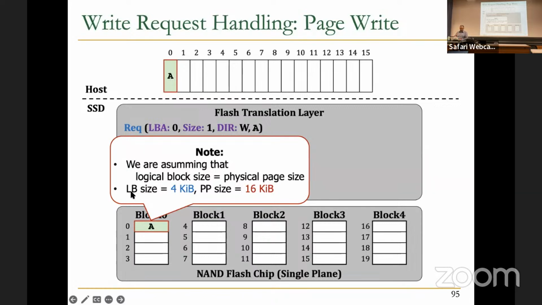Usually logical block size here is 4 kilobytes, but physical page size is 16 kilobytes. We're also going to see fine-grained mapping later. But here for simplicity, we consider that these two are the same size. So that's 4 kilobytes, and here is also 4 kilobytes.